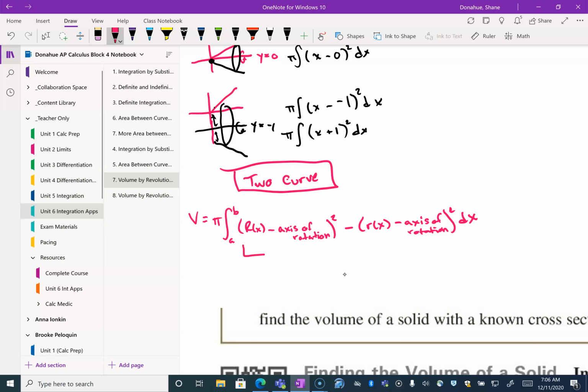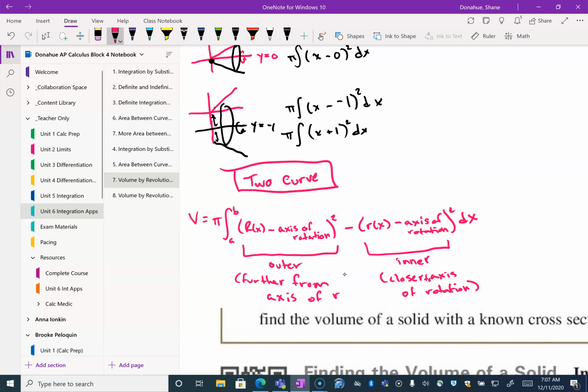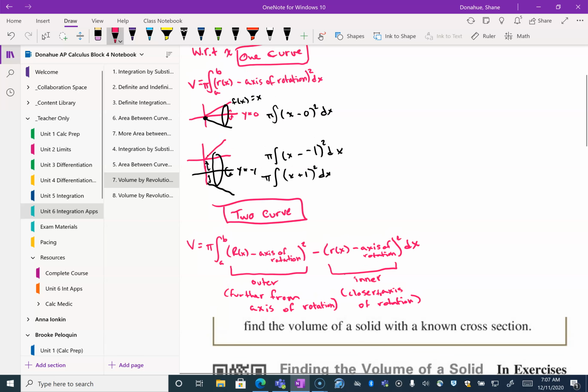All right, thinking about this, instead of upper and lower, we're going to think about outer and inner for our functions. So inner is going to be closer to our axis of rotation, and outer is going to be further from our axis of rotation. All right, this all seems like a lot, I'm sure. But it's the same idea when we're talking about horizontal cross sections, except now we're talking in terms of y.